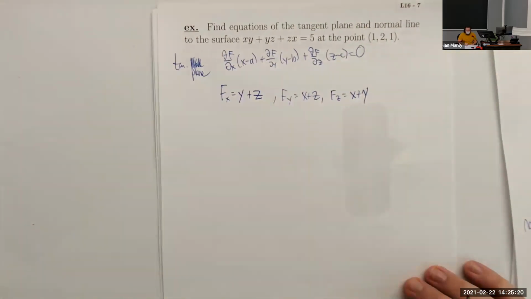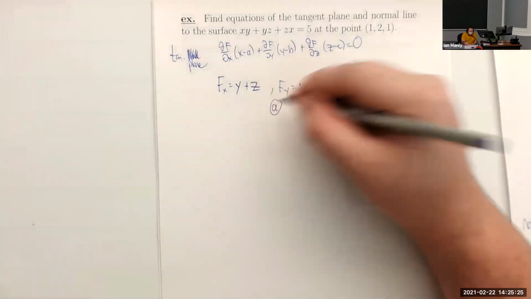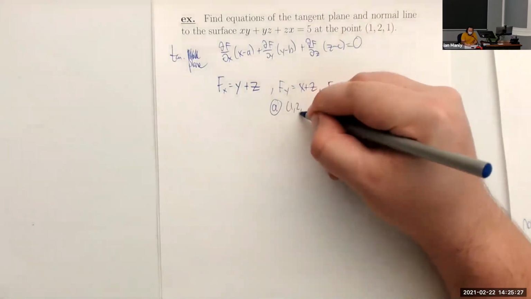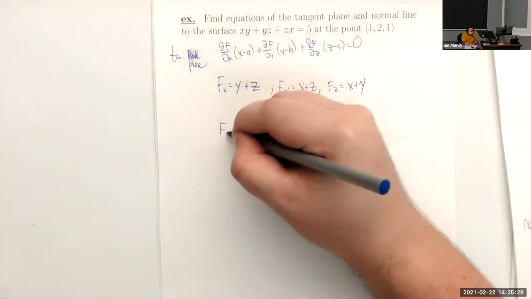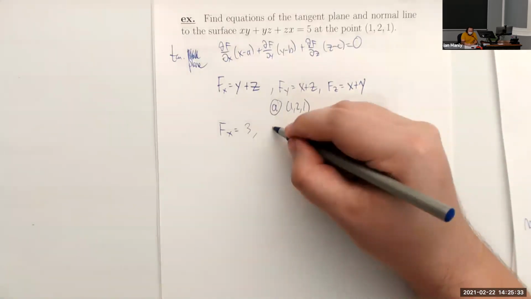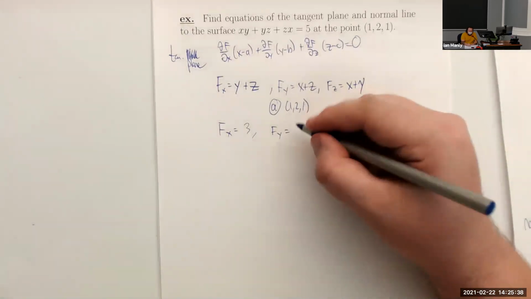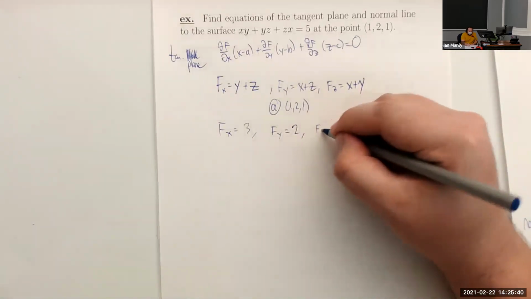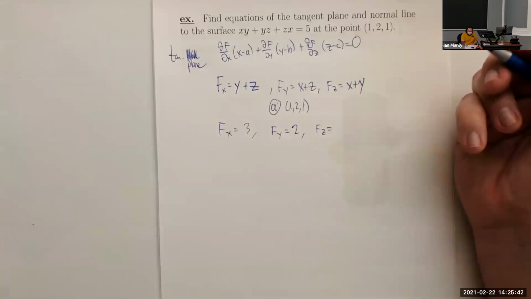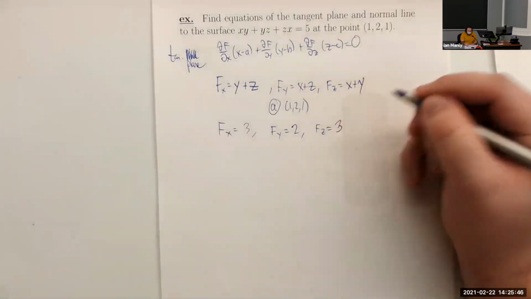Okay. So these are our three partial derivatives right here. Now we're doing this specifically at the point (1, 2, 1). So f sub x is going to be 3. f sub y is going to be 1 plus 1, which is 2, I think. And then f sub z is going to be 1 plus 2, which will be 3 right here.